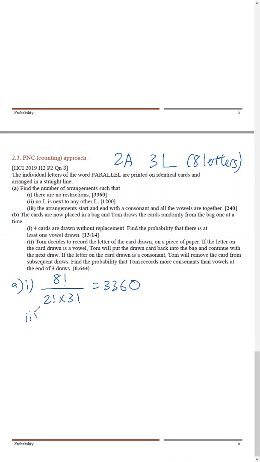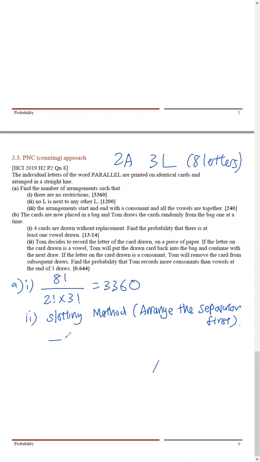Part 2, no L next to another L. In this case, we will use the slotting method. In the slotting method, as I mentioned in class, we'll always arrange the separator first. Do not arrange the separated first. It's going to give you a hard time. Always arrange the separator first. So today, we don't want the L's to be together. So L is the one to be separated. So the separators will be the 5 other letters.